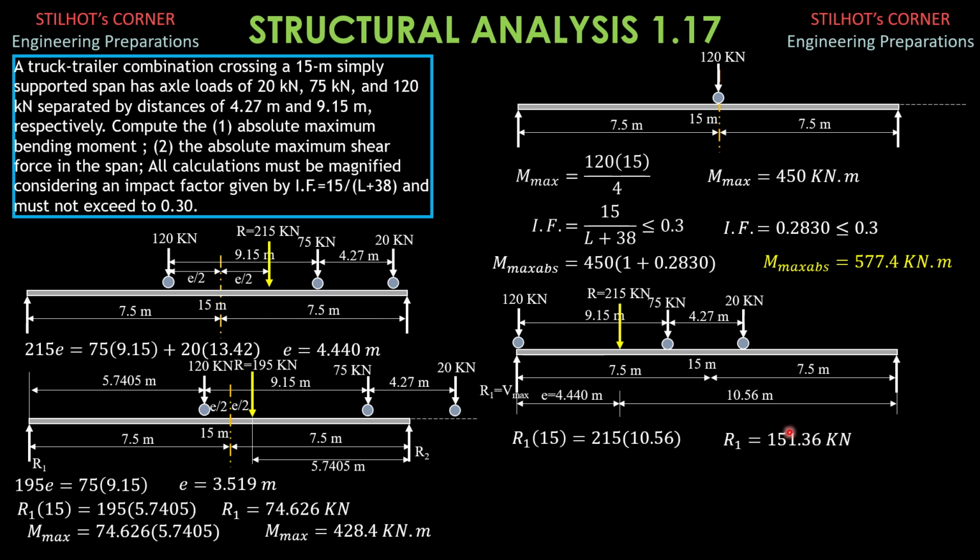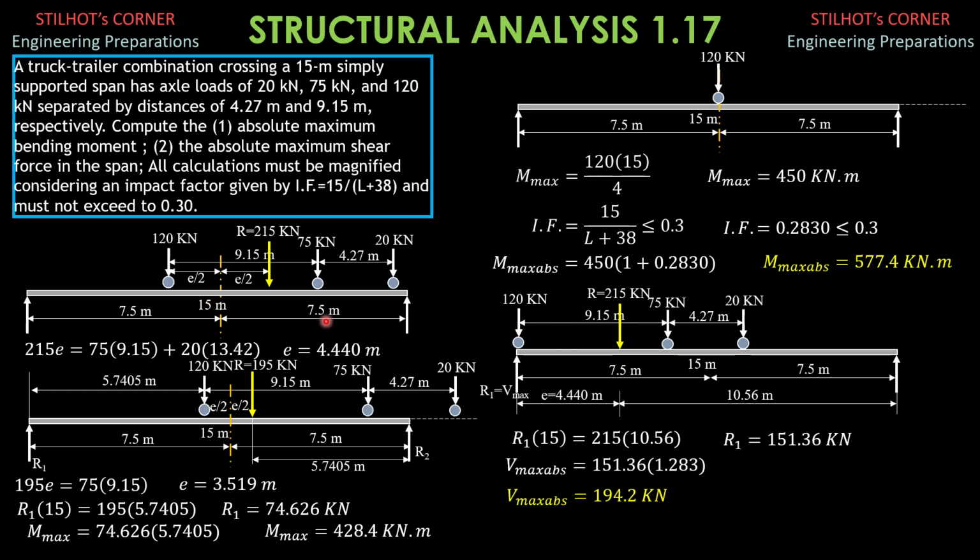Therefore, since we have already calculated the impact factor, the absolute maximum shear is 151.36 times 1.283. So Vmax equals 151.36 times 1.283. So the absolute maximum shear is equal to 194.2 kilonewtons. So that's it for this problem. I hope that you were able to follow and understand the solutions and the explanations.